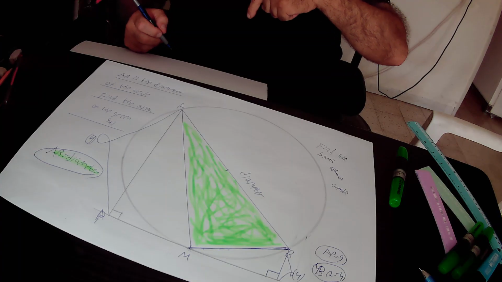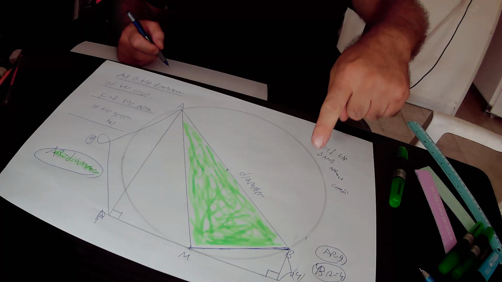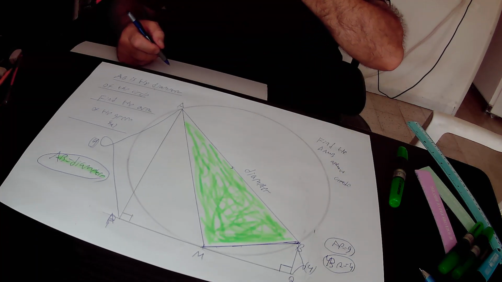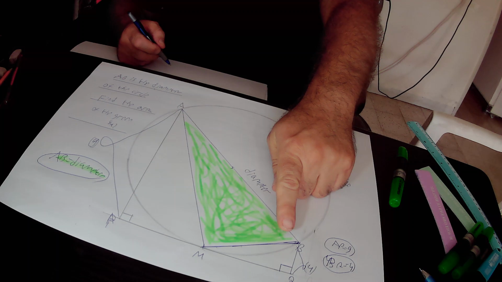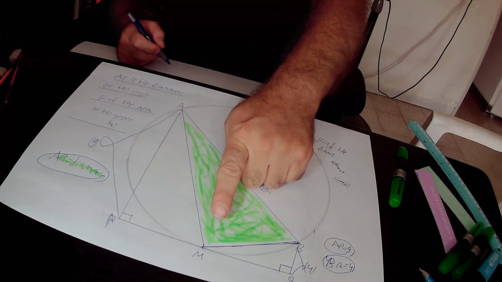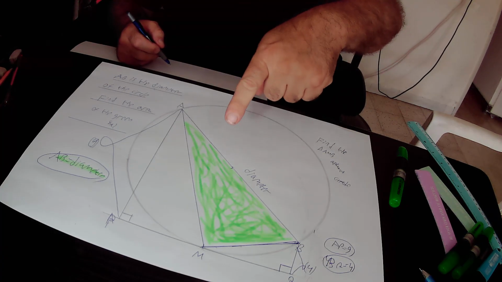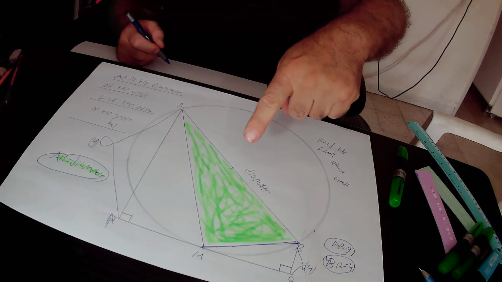In addition, we know that line segment AP equals 9 units in its length, line segment BQ equals 4 units in its length, and line segment PQ is tangent to the circle at point M. Again, our task is to find out the area of the green shape, that is actually the green triangle ACB.